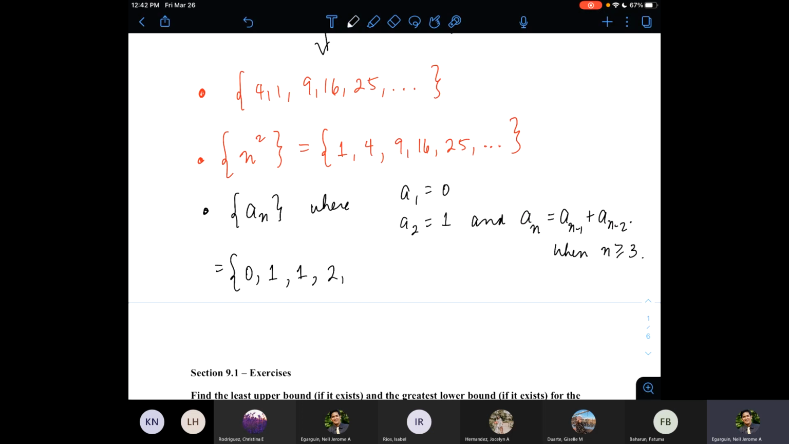And then what do you think would be the next element in the sequence? Anybody? Are you guys still there? I probably think the question is too easy. That's why nobody's trying to answer. But you'll get 3, then 5, then 8, then 13, 21, and so on, right? So this is a sequence comprised of elements which are sums of the previous two elements.